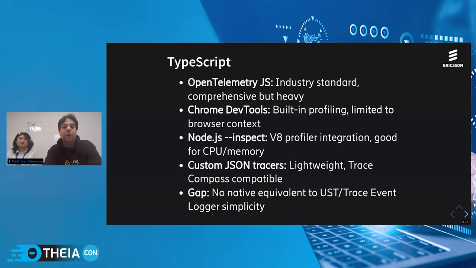First off, we have OpenTelemetry.js. It's pretty much the industry standard. It's beautiful. It works well if you're at millisecond level. If you have janks, if you're at the microsecond level, it's problematic. Chrome DevTools has built-in profiling. And guess what? Mark used it for Jupyter. It actually works really well. Node.js Inspect has a V8 profiler. And you also have some custom JSON tracers. But there's no equivalent to instrumenting tracing that has the kind of simplicity where you put it once and you know that it's always there.